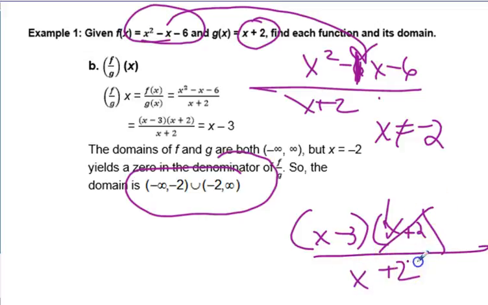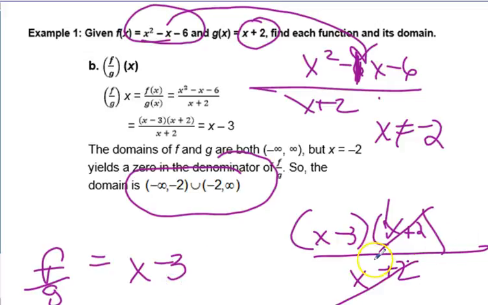This is x plus 2. Okay, the denominator is x plus 2. Then this entire factor will cancel. So we are left with f divided by g is just x minus 3 because it reduced out that whole factor, very messily because my pen isn't working.